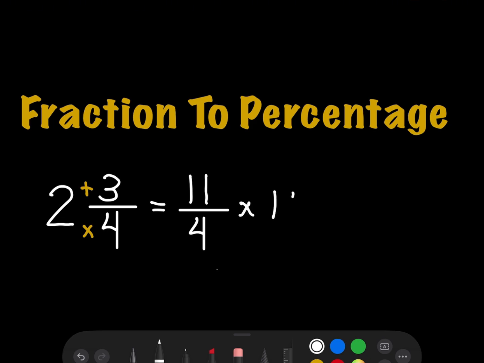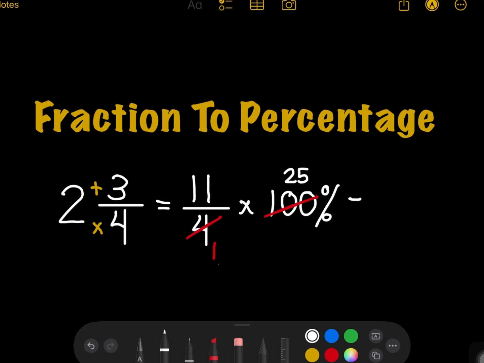So multiply it by 100%. As you can see, 4 and 100 are divisible by 4. So 4 divided by 4 is 1, and 100 divided by 4 is 25. And after that, we can directly multiply 11 and 25. So 11 times 25 is equal to 275%.